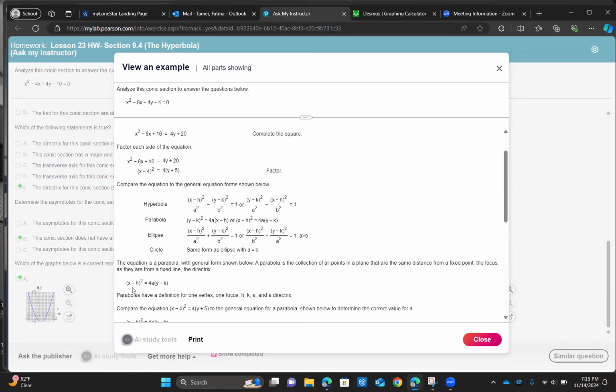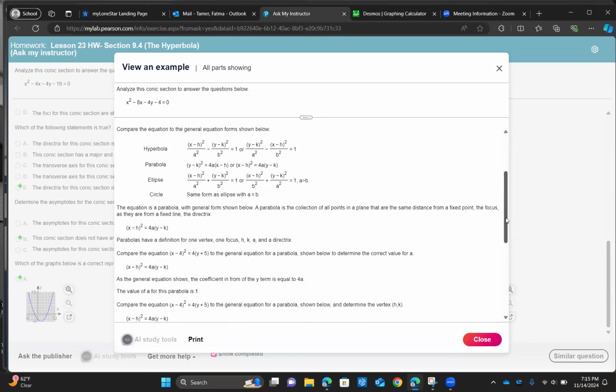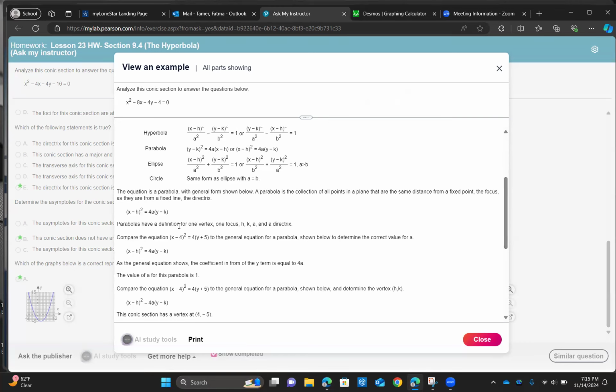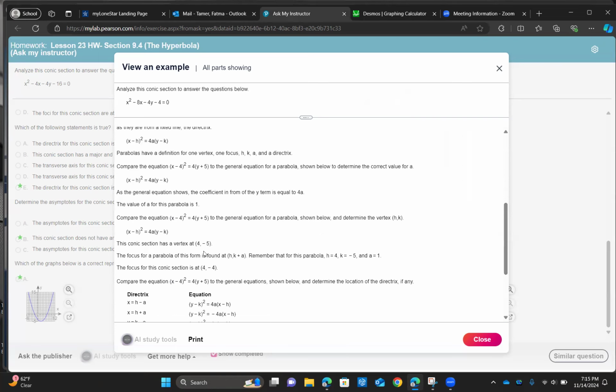So we're going to match x minus h squared is equal to 4a times y minus k with what we found, which makes the h value 4 and the k value negative 5. So h is 4 and k is negative 5. And then what else can I find from the general form? I can find the a value. If we match this with the formula, 4a is 4, so the a value is 1. So we already have the vertex as (4, negative 5).